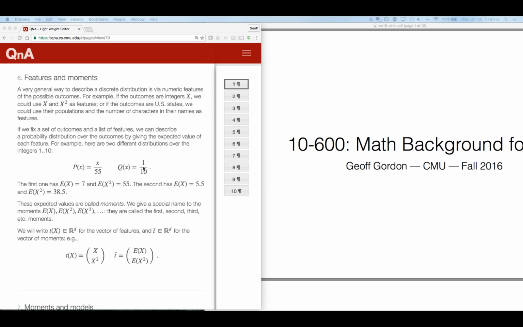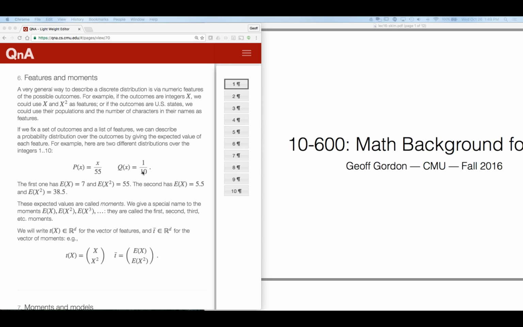This distribution is just the uniform distribution over these 10 outcomes, right? Each of the 10 outcomes has an equal 10% probability of happening. If you calculate the expected value, you just write a short MATLAB script or whatever. The first one has expected value 7, and the second one has expected value 5.5. And so that's the expectation of the first feature. The second feature is x squared, and the expectation of that feature in this distribution is 55, and in this distribution it's 38.5.